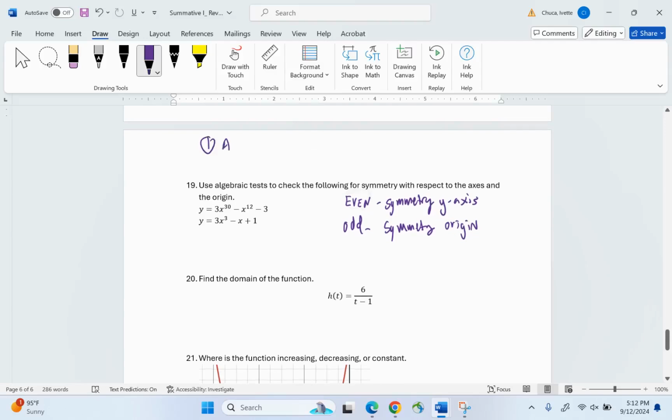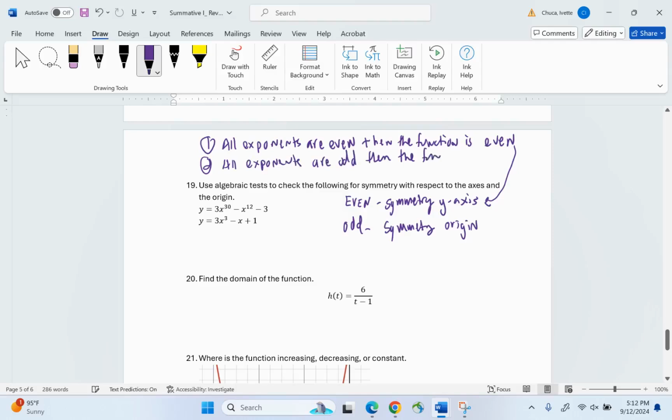So one, if all exponents are even, then the function is even, which means that it has symmetry on the y-axis. If all exponents are odd, then the function is odd, which tells you that it's going to have symmetry on the origin. If they're a combination of both, then it's neither.